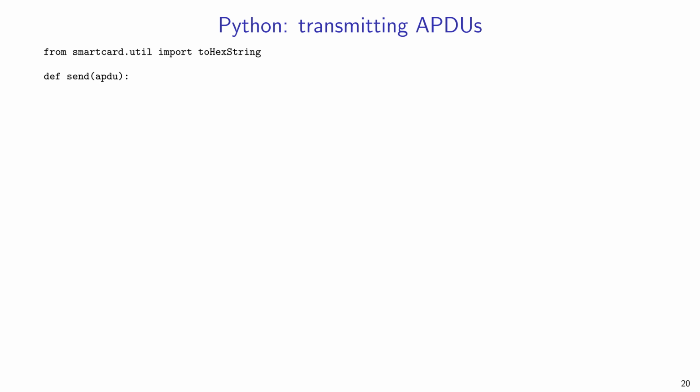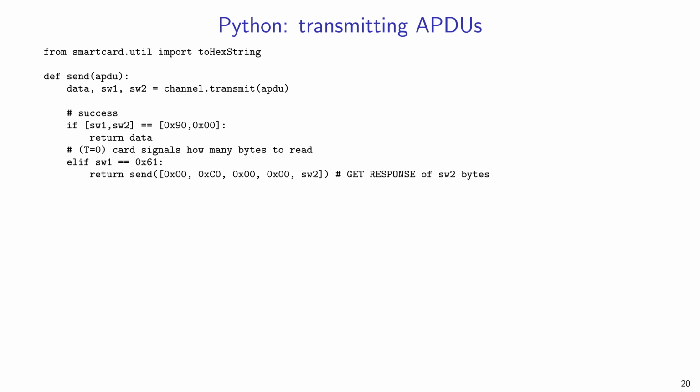For APDU transmission, the homework template contains a helper function called send, which is basically a wrapper around the transmit method. The send method accepts an APDU as its parameter, sends it to the smart card, and receives the data and the status word bytes in return. If the status word corresponds to success, the data is returned. If the status word starts with 61, it means that the card has additional data to return. The helper function will recursively invoke the send method by returning the response of the getResponse command.